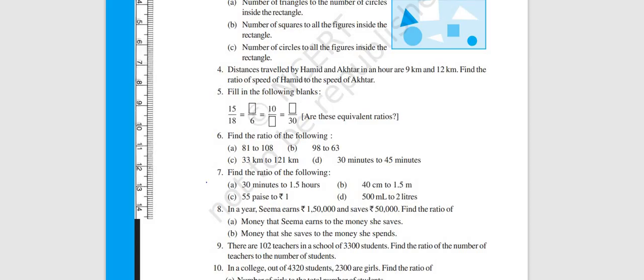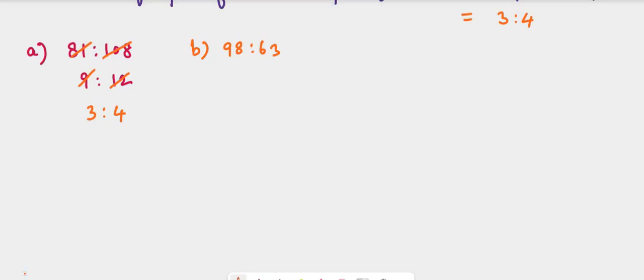Question B, 98 is to 63. In these two, which table is possible? 7 table. 7 14s are 98, 7 9s are 63. This is the B bit.